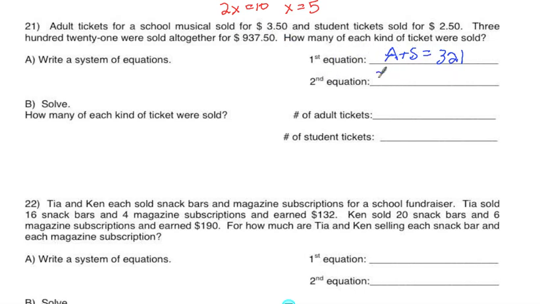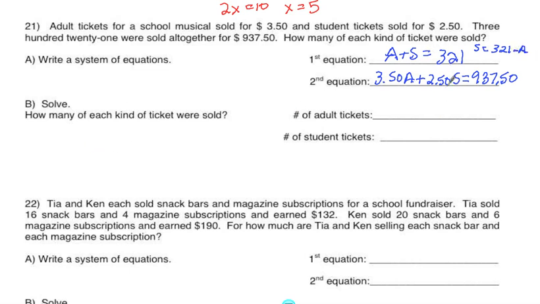The second one is going to be 350A plus 250S equals 937.50. Okay, so when I plug in, I'm going to still have that S equals 321 minus A, so I can do some substitution.